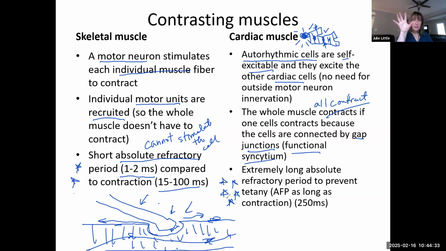We don't want the heart to go like this and then just stop contracting. Because if it stops contracting, it's not sending blood anywhere. Then you will die. So we have to have, in the action potential that's going along the cardiac myocytes, an extremely long refractory period. Here we have a very short one.